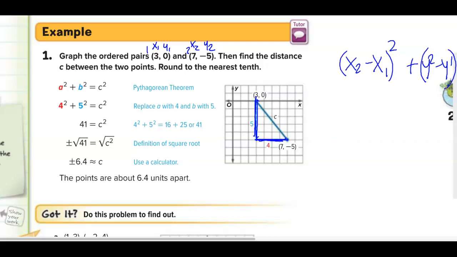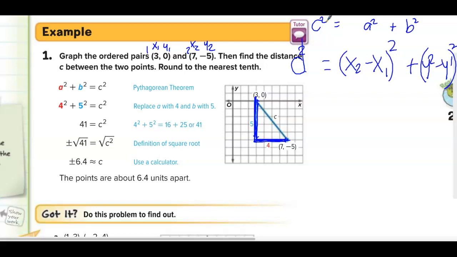And then what do we have to do with that? We have to square that too. So this is essentially a squared plus b squared, because did we not figure out the horizontal change and the vertical change? Correct? Okay. So that should give me, we've been calling it c squared, right? Well, since we're talking about distance, let's change it to d for distance.